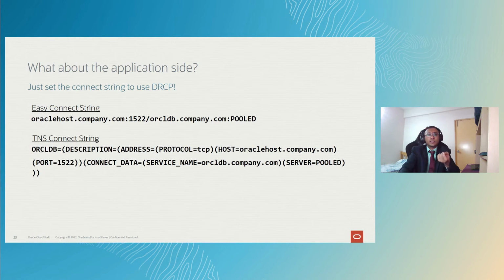Or if you're using a TNS connect string from any network configuration files like tnsnames.ora, then you can use the server=pooled parameter that you see over here to ensure that the application connects through DRCP. Now this connect string is usually set during the pool creation or connection creation functions in an application, which we will see later.